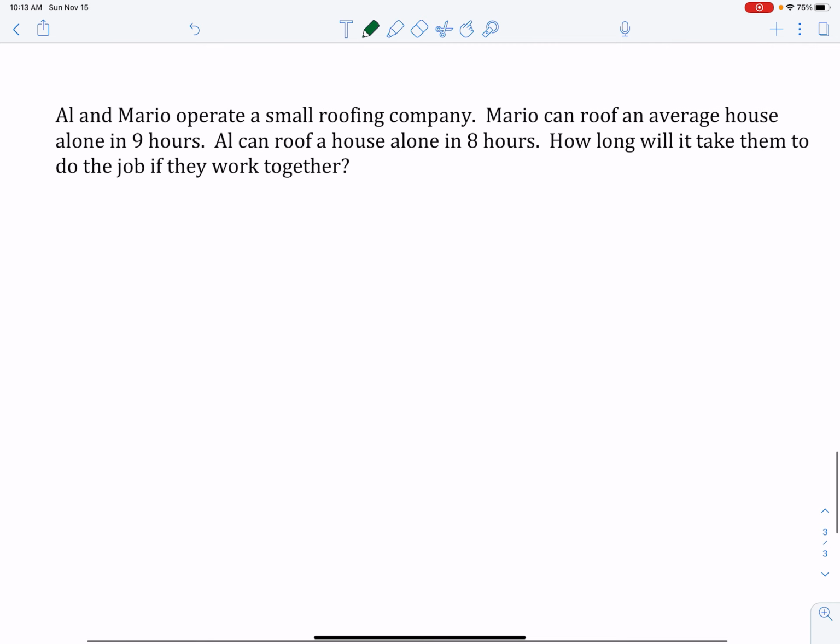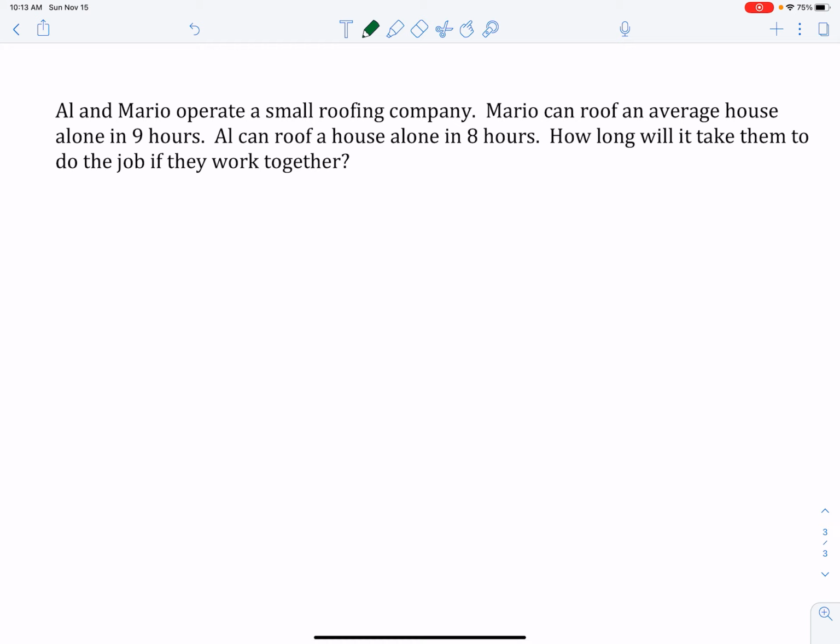All right, let's try one more of these problems. It says, Al and Mario operate a small roofing company. Mario can roof an average house alone in 9 hours. Al can roof a house alone in 8 hours. How long will it take them to do the job if they work together?